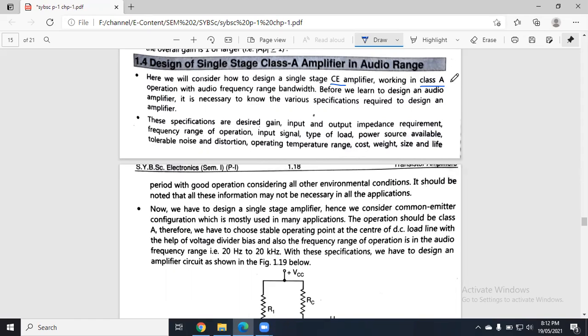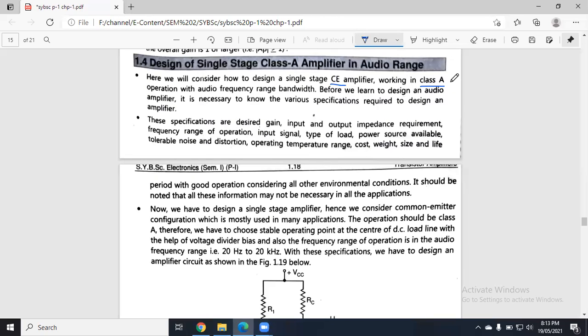After that, these specifications are design gain, desired gain, input and output impedance, requirement of frequency range, input signal, type of load, power source available, tolerable noise and distortion, operating temperature range, cost, weight, size and life period. These are the specifications which we should consider apart from the above. All right, now what is the gain of the amplifier? What is the input, either AC or DC? What is the output, AC or DC? Impedance requirement. After that, frequency range: it is audio range, RF or any other type of amplifier.